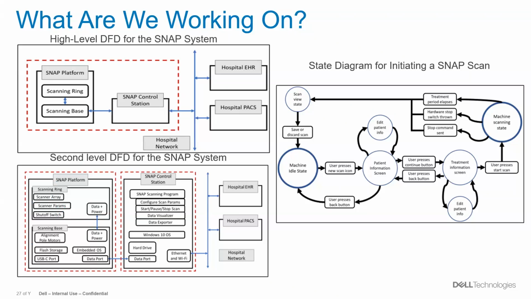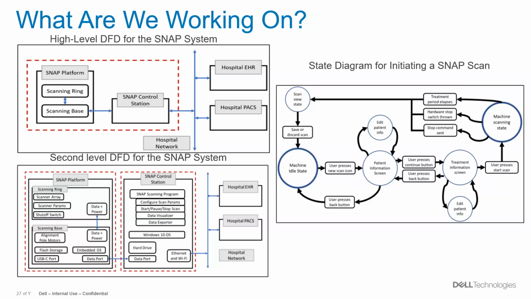So these DFDs are very useful as brainstorming approaches. Now, if you have to really take it to the next level, we also want to understand the data flow: how a clinician initiates the SNAPS platform, how the scan is performed, and how data is written into various things. As you can see from the picture on the right side, what happens if the power goes down between the machine in scanning state and the scan view state? You can see that kind of data flow is captured there.